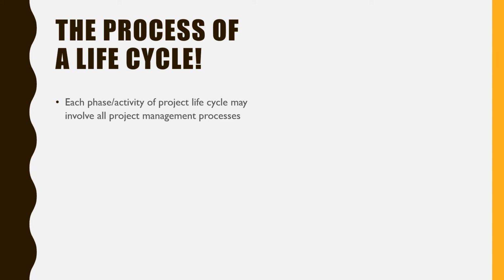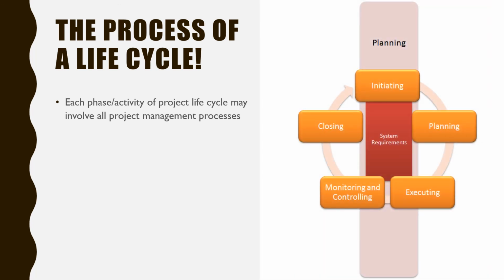We discussed certain activities in initiating, certain activities in planning, right? Like in initiating, we were doing the project charter; in planning, we were doing the system requirements. So all of them may have their own project management processes. Let's look at an image to understand this further. In planning, we had system requirements as one of the activities, right? The system requirements activity may itself have its own project management processes.